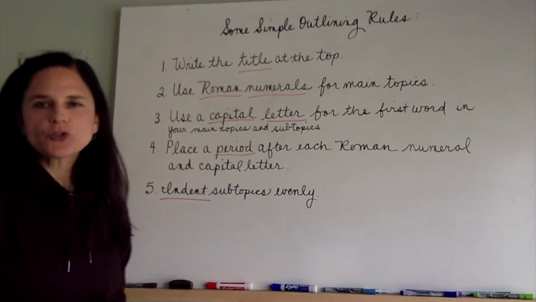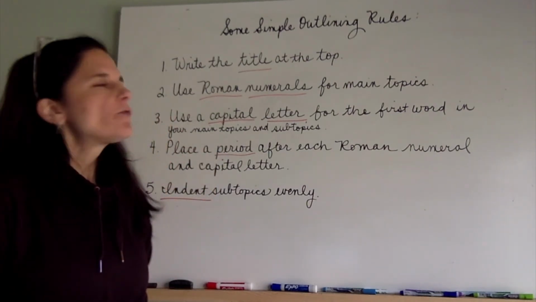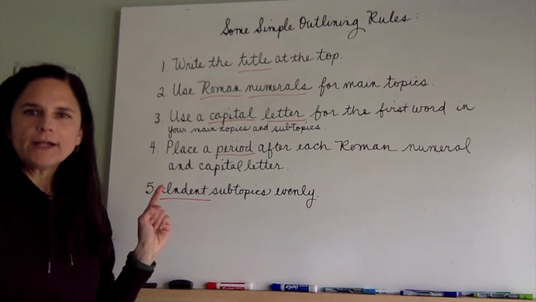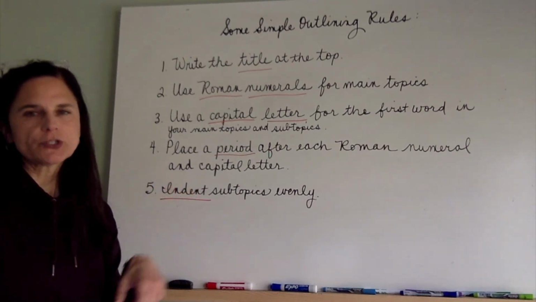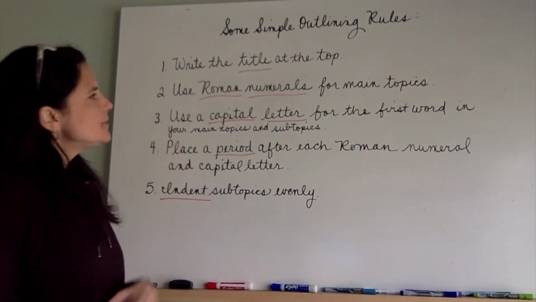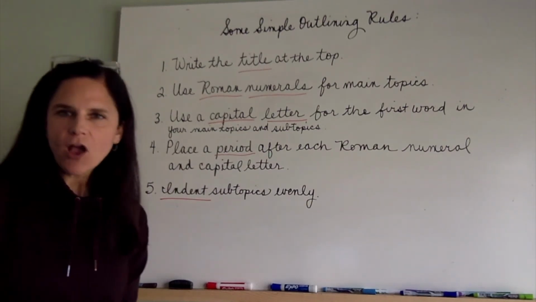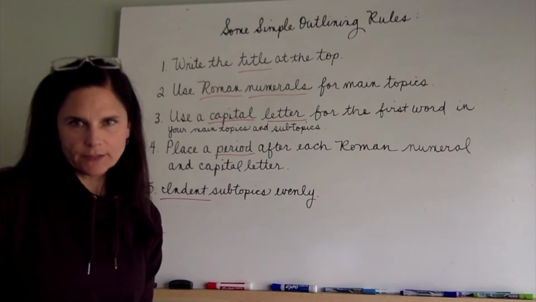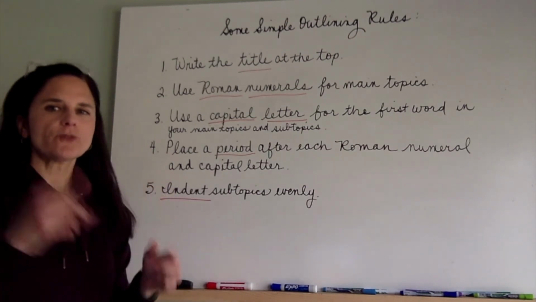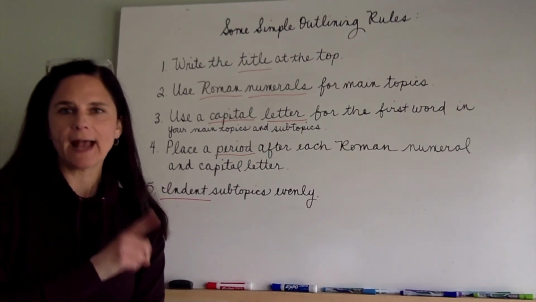Number 2, make sure you use Roman numerals for your main topics. If you have a Roman numeral 1, you have to have a Roman numeral 2. Number 3, use a capital letter for the first word in your main topics and your subtopics. Those all have to begin, the first letter of the first word has to begin with a capital letter.